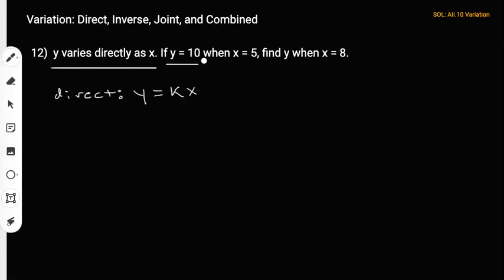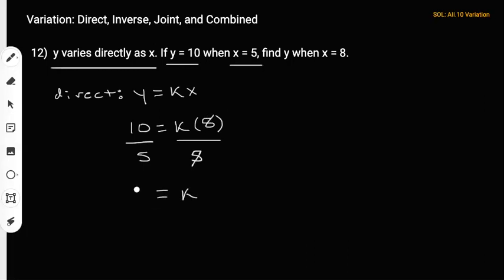So it tells us that y equals 10 and x equals 5. So I'm going to let y be 10 and I'm going to let x be 5. So I get 10 equals k times 5. Now what I want to do is figure out what k is. To get k by itself, since I'm multiplying k by 5 here, I'm going to have to divide both sides by 5. And what that's going to do is get rid of the 5's over here on the right side.